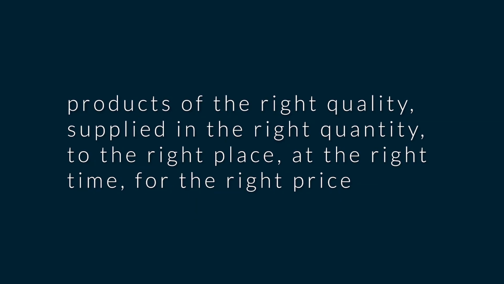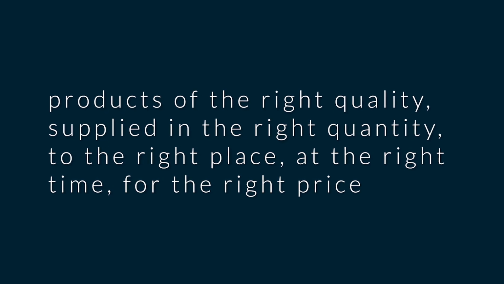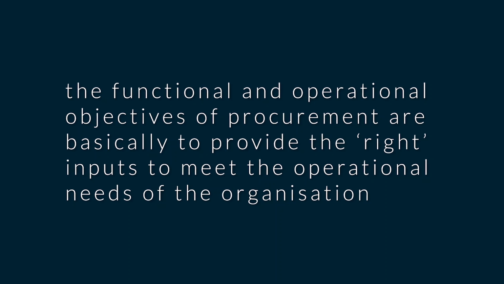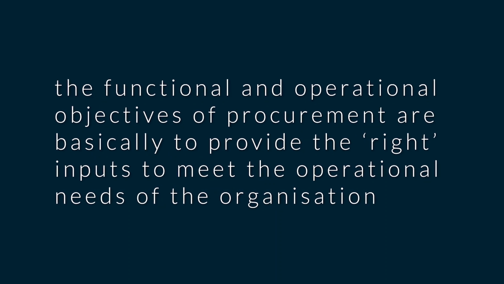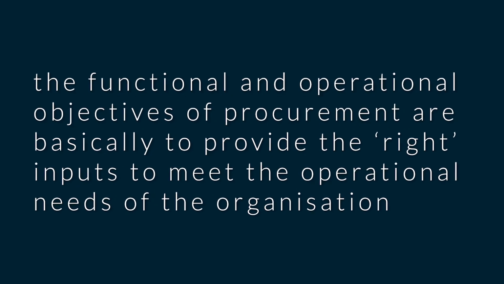When the procurement people get these, these are the business needs. Of course, they don't just go out and buy them. They have to look at these things in terms of the 5 rights of procurement. So they have to look at it in terms of getting products of the right quality, supplied in the right quantity, to the right place, at the right time, for the right price. From that perspective, we can conclude that the functional and operational objectives of procurement are basically to provide right inputs to meet operational needs of the organization.